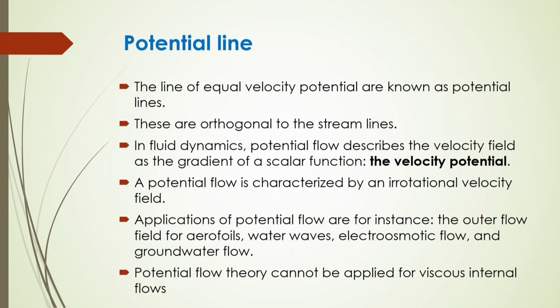Another important characteristic is called the potential line. The lines of equal velocity potential are known as potential lines. They are orthogonal to the streamlines. In fluid dynamics, potential flow describes the velocity field as the gradient of a scalar function, which is called the velocity potential.